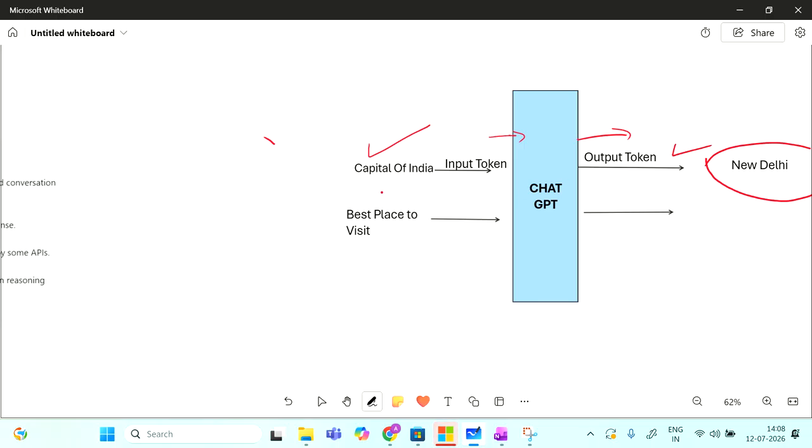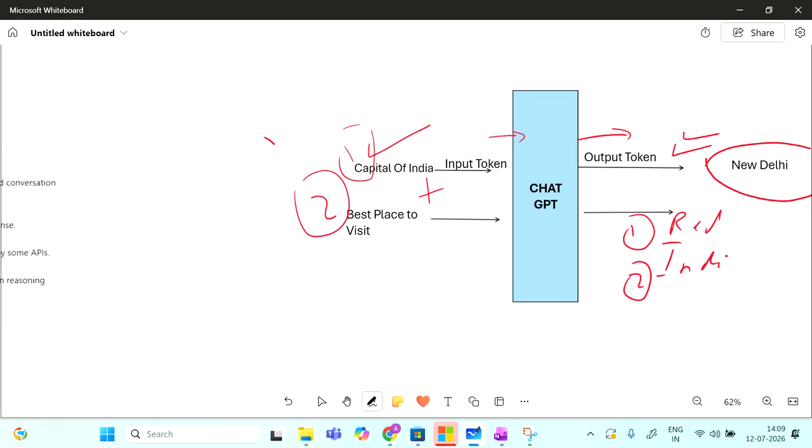For example, I asked one question, tell me the capital of India, and it successfully gave the answer, New Delhi. Now I'm asking my second question: best place to visit. Here I haven't asked where to visit, I am simply asking best place to visit. On the basis of my first question, capital of India, New Delhi, ChatGPT or my LLM will take both questions and give me output: best places to visit in New Delhi. It could be the Red Fort, it could be India Gate.